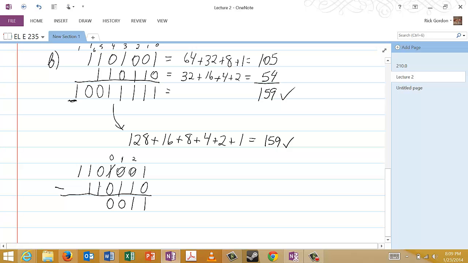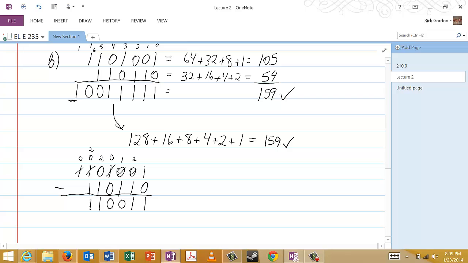Now again, we have the same kind of situation here. We want 0 minus 1. We can't do that, so we can replace this 1 by a 0, and then this will become a 2, and 2 minus 1 is 1. And now we have 0 minus 1, so again we're going to have to pull this trick, replace that by a 0, and make this a 2, and we have 2 minus 1 is 1.